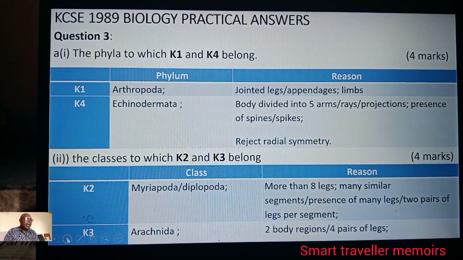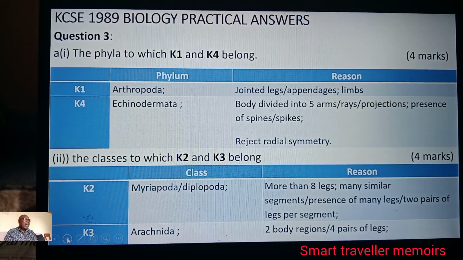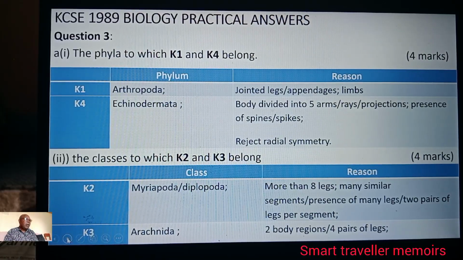K4 belongs to the phylum Echinodermata. And the reason is the body is divided into 5 arms, or you can call them 5 rays or 5 projections, or you can just say presence of spines or spikes. But you reject radial symmetry.